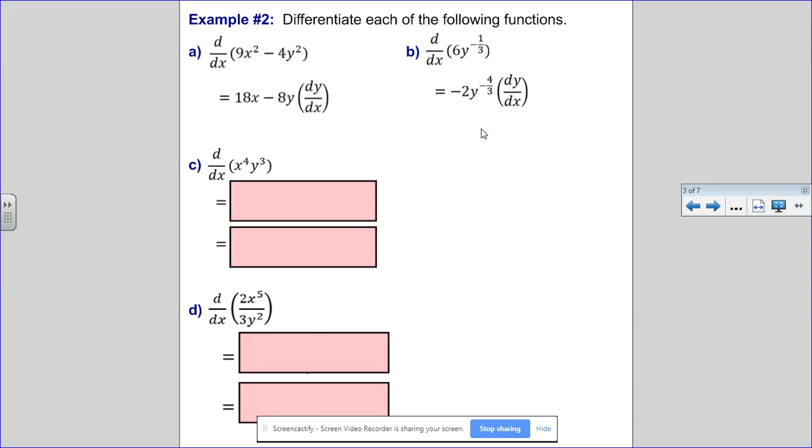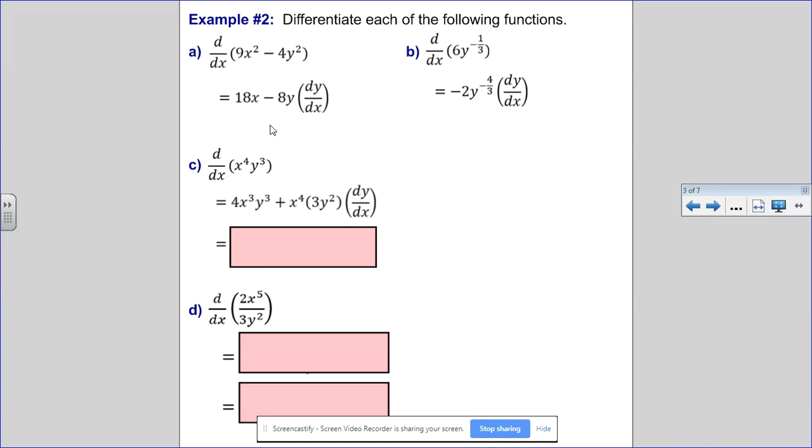This one, again, we're taking the derivative of 6y to the power of negative 1/3. So again, multiplying by negative 1 over 3, and then having negative 2 in front, y to the power of negative 4 over 3, with our tag along dy over dx.